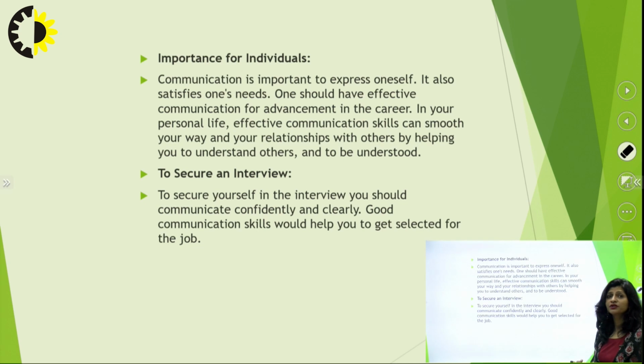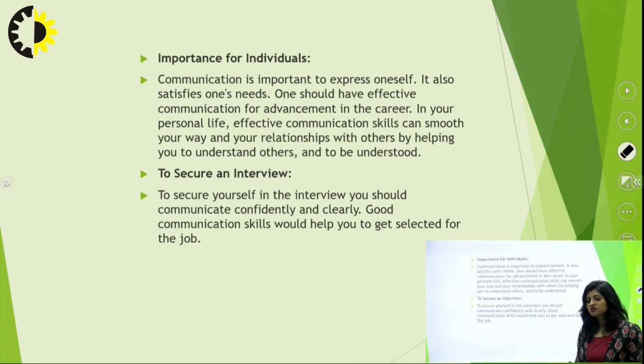Now, what is the importance of communication for individuals? It is important to express oneself. It also satisfies one's needs. One should have effective communication for advancement in the career. In your personal life, effective communication skills can smooth your way and your relationships with others by helping you to understand others and to be understood.